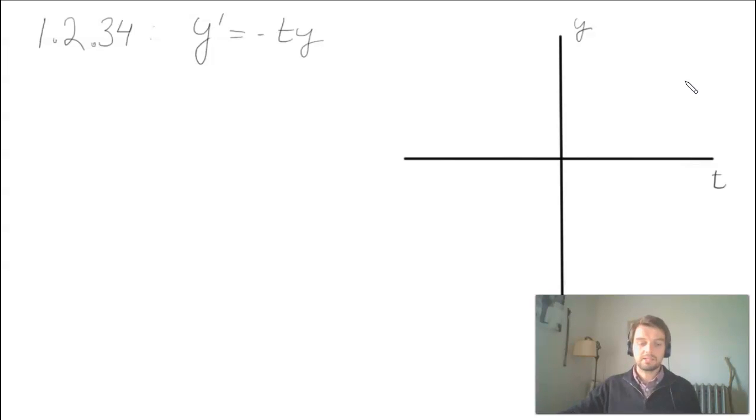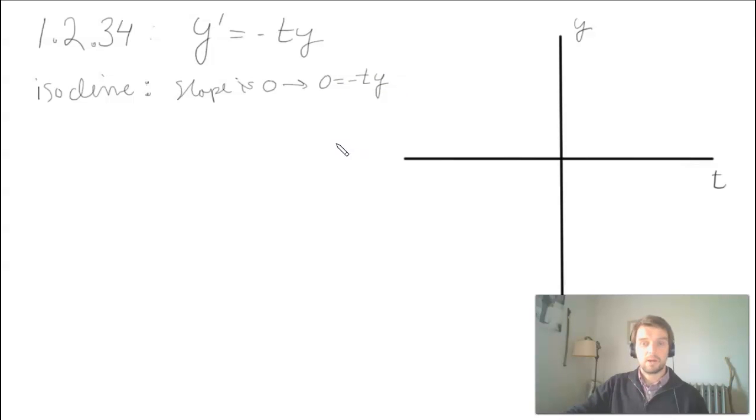So remember, an isocline is going to be a curve where at any point along it, your direction field would have the same slope. So an easy one to think of is, what about when the slope is 0? So think about that isocline. We'd say, well, that would mean y prime is equal to 0, or, in other words, 0 equals negative t times y.